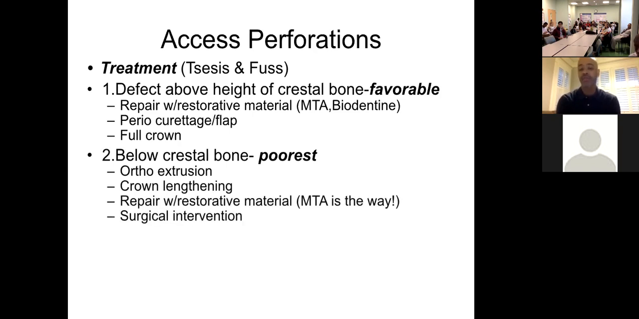Now, sometimes that perforation goes below the bone. These are your poor prognosis. It's just a lot harder to fix because you've got the saliva, you've got the blood. The environment is a lot different there. So sometimes it takes a lot more to fix those types of perforations, and that's even if the patient wants to go through with it. I'll put on here some ortho extrusion, some crown lengthening. Like I said, back to MTA, we're going to use that below the bone because of the blood. MTA loves to be in that moist, bloody environment. So that's going to be a much more difficult procedure. In some cases, it even requires surgical intervention to repair the perforation.